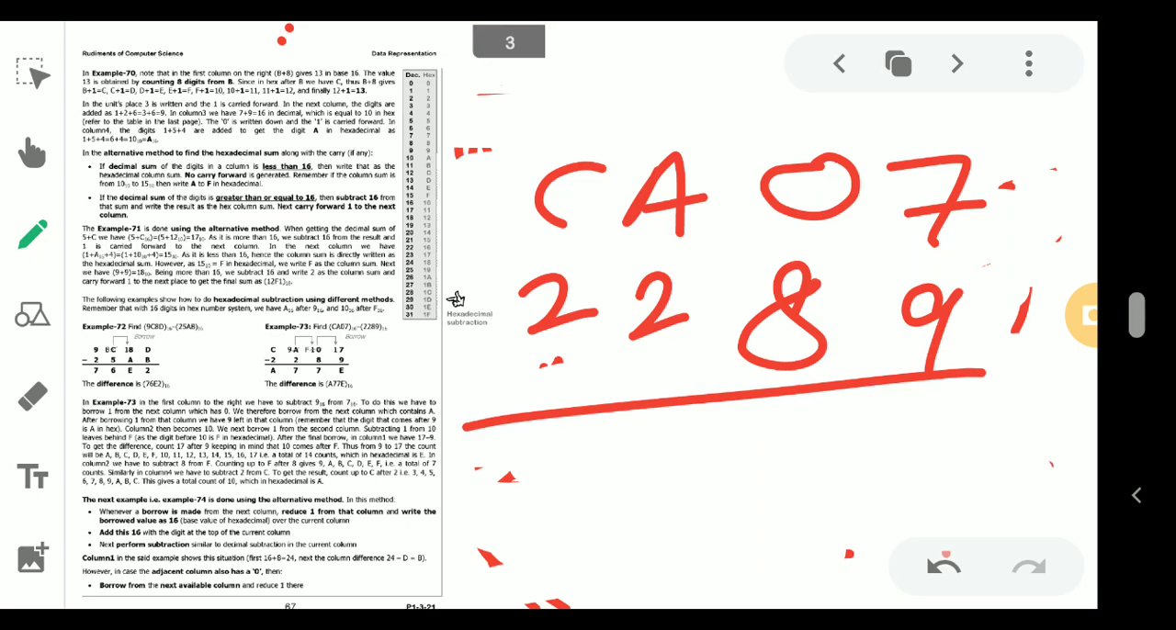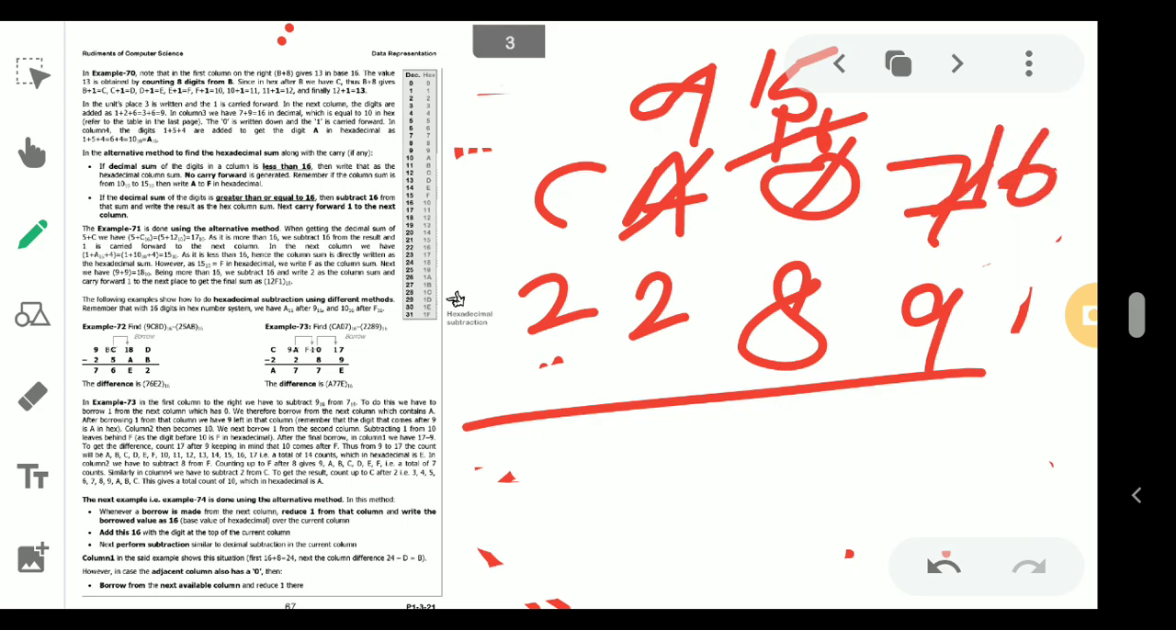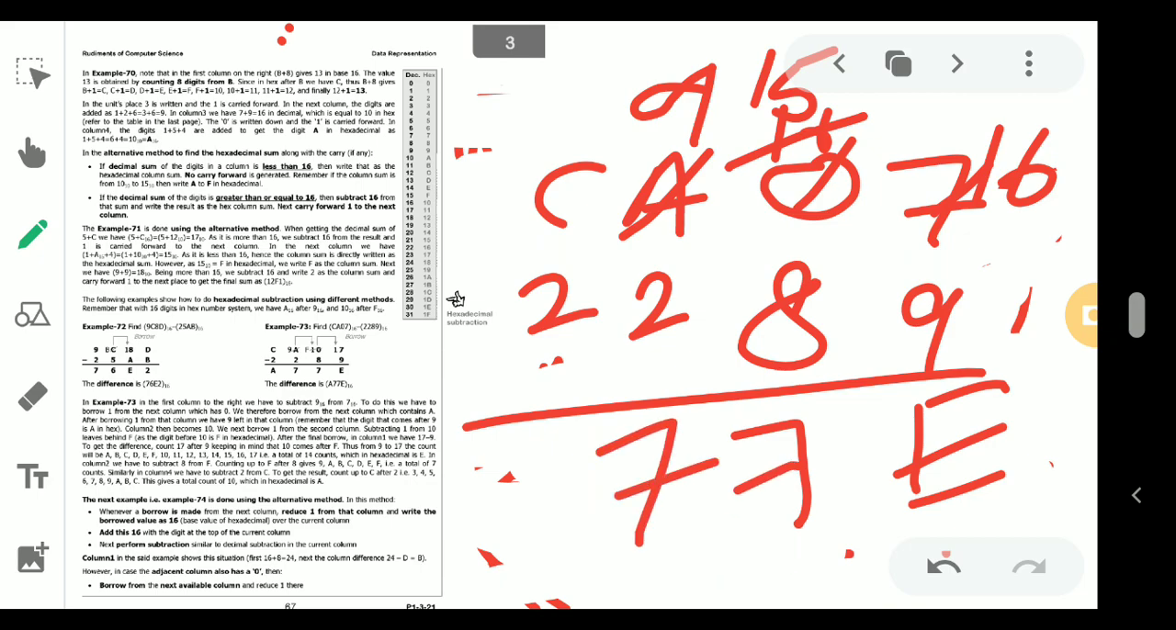We have to take a borrow from here, but here it is 0. So from here it becomes 9 and it becomes 16. From 16 you have to subtract 1, it becomes 15. And here I have to add 16. So 16 plus 7 is 23. 23 minus 9 becomes E. Now 15 minus 8 means 7. Now 9 minus 2 becomes 7, and C means what? C means 12. 12 minus 2 means 10. 10 means E.